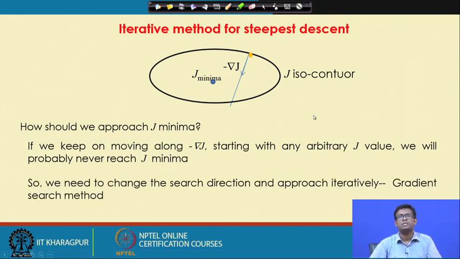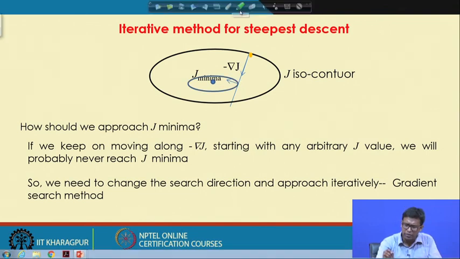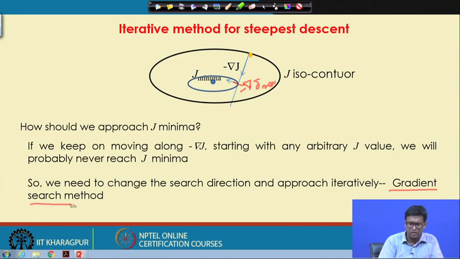So, we need to change the search direction and approach iteratively. We will go along minus grad j and reach one particular level, and then again I will calculate the new minus grad j here and move along this direction. I will probably reach somewhere, and from there I have to again calculate minus grad j and move along that direction. That is the iteration technique necessarily here. So, you need to change the search direction and approach iteratively, and this method is called the gradient search method.